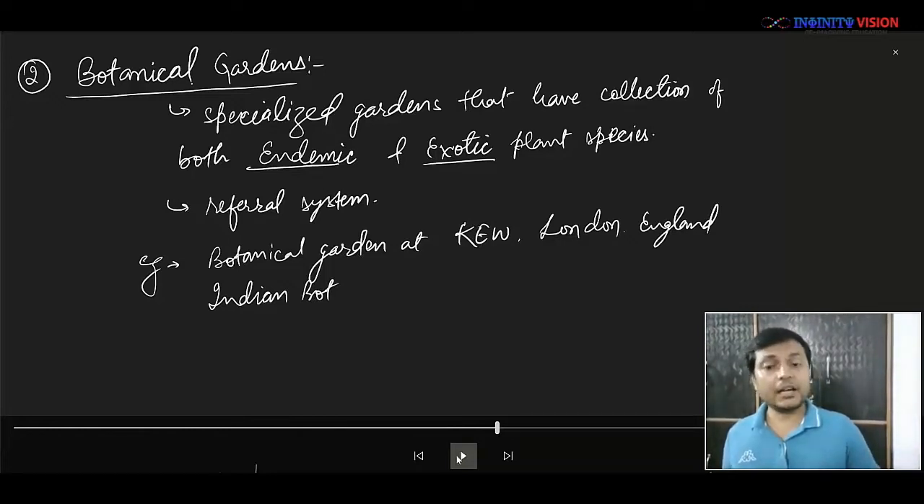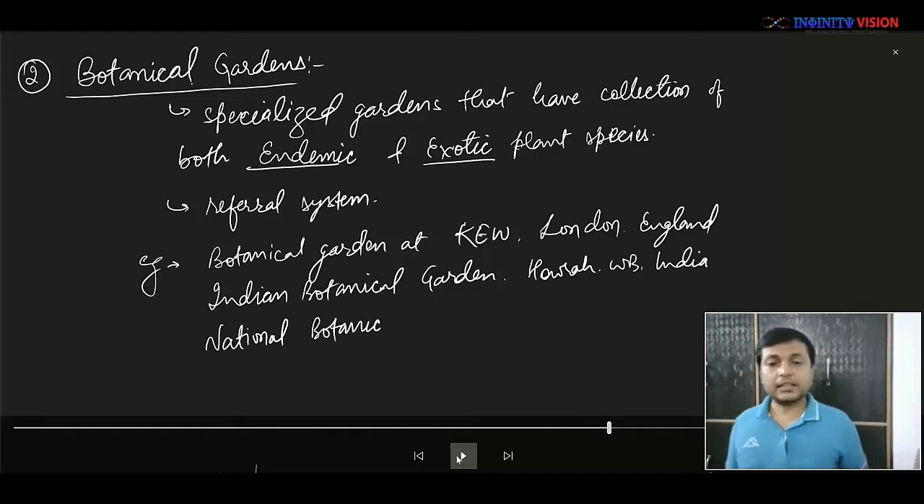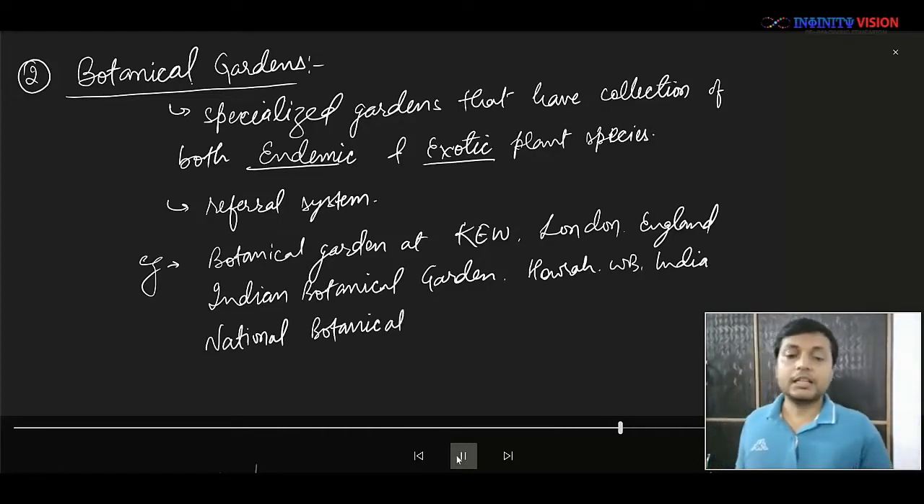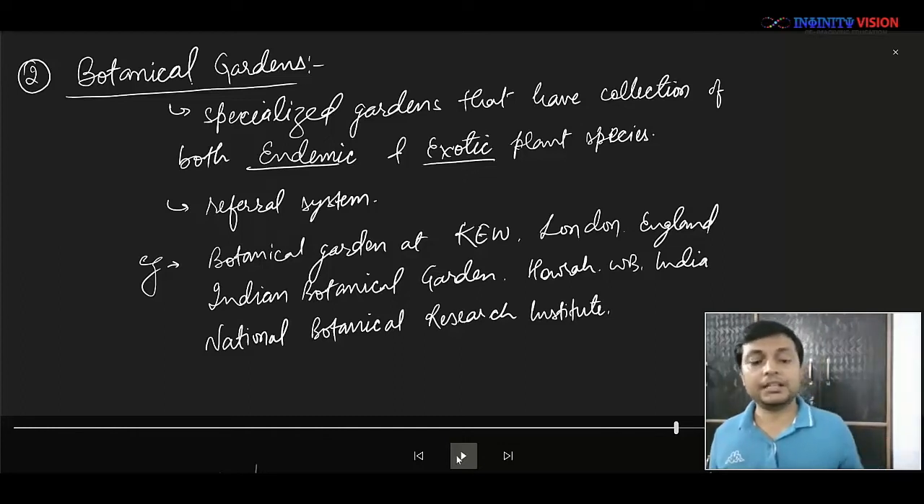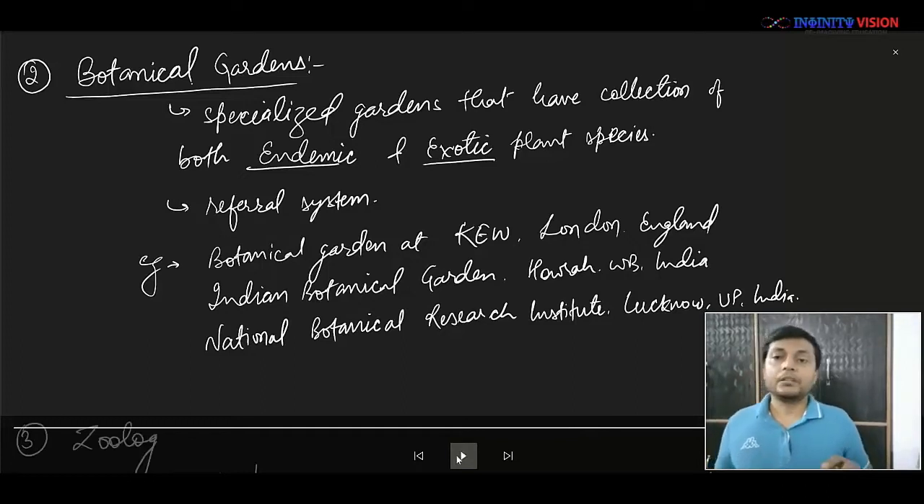Okay. In India, however, the largest botanical garden is in Howrah, and its name is Indian Botanical Garden, Howrah, West Bengal, India. Now, apart from that, there are other notable botanical gardens, and one of them mentioned here is National Botanical Research Institute. In short, we call it NBRI. Okay, National Botanical Research Institute, NBRI, Lucknow, Uttar Pradesh. So these are the notable botanical gardens. One we saw at the global level and two at the India level. So do remember these three examples of botanical garden.